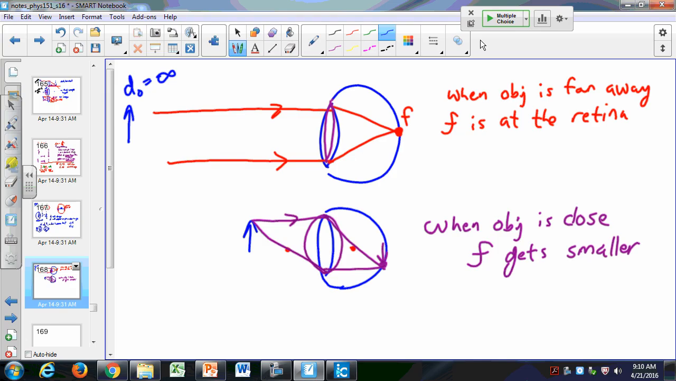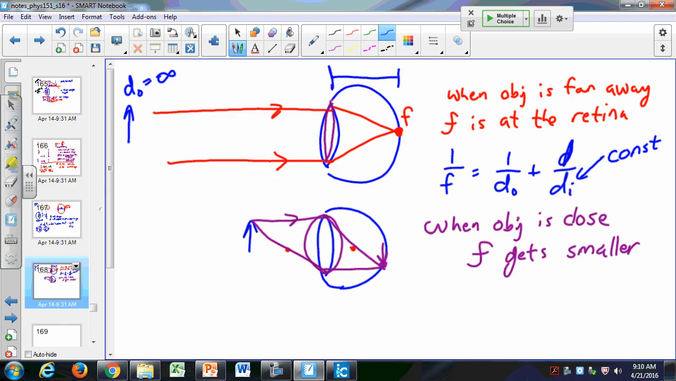It also works out mathematically that if we look at the lens equation, that 1 over F equals 1 over DO plus 1 over DI, this value is always constant for the eye. The image is always at the retina, unless you have some issue, and we'll talk about that, myopia, presbyopia, several other sort of issues with the eye, farsightedness, nearsightedness, where the image doesn't form at the retina. But for a normal eye, the image distance is always constant. It's always at the retina.